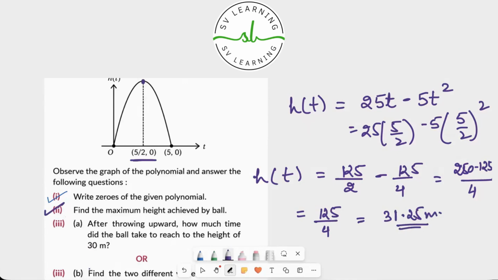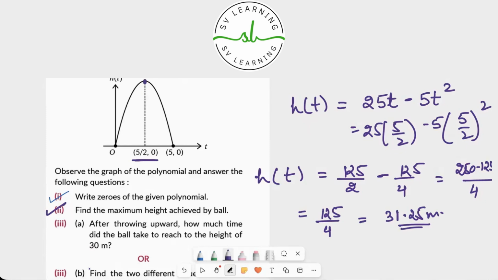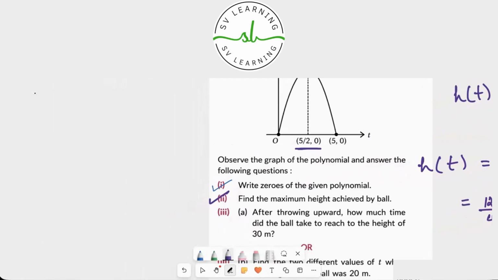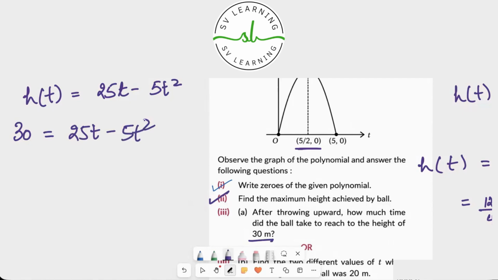Then the third part says, after throwing upward, how much time did the ball take to reach a height of 30 meters? So again, we already have the polynomial with us, 25t minus 5t square. The question says to reach a height of 30. So that means the output of the polynomial is given. So we will equate it to 30. We will form the equation as 5t square minus 25t plus 30, and to find the zeros, we'll equate it to 0.